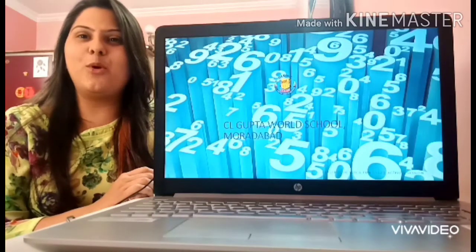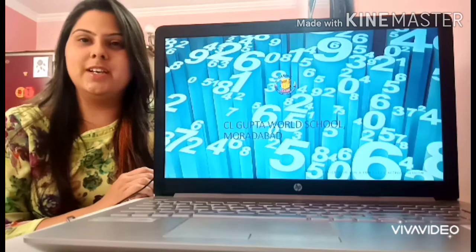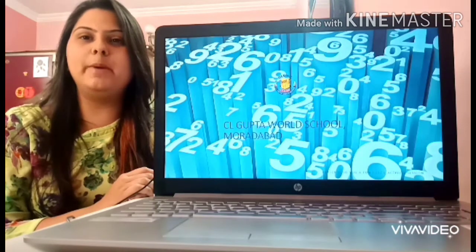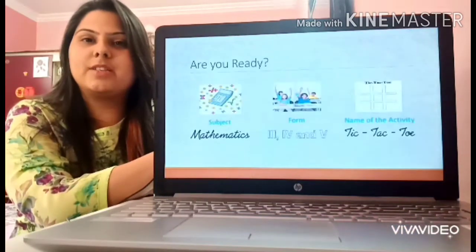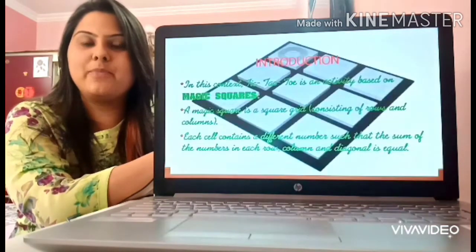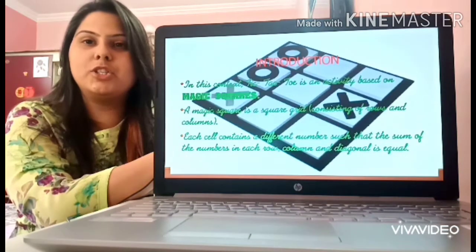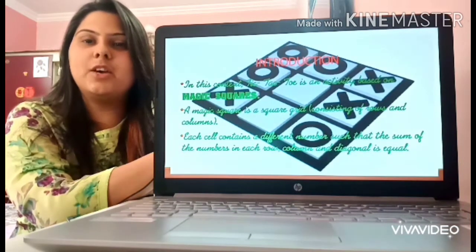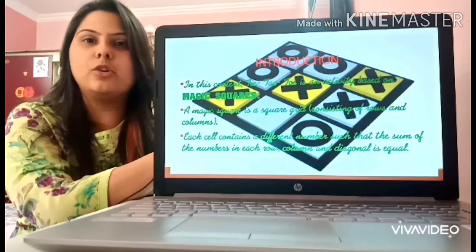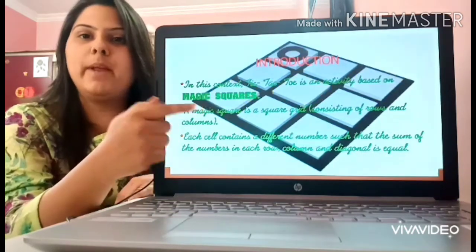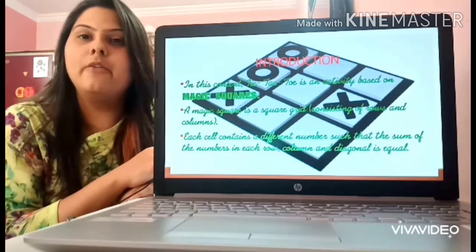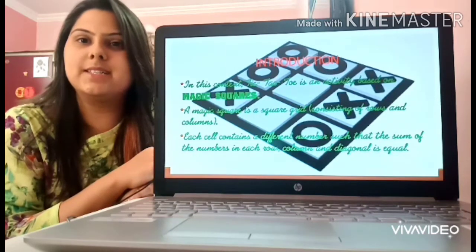Today I welcome you all for the activity session. The activity which we'll be doing today is tic-tac-toe. This activity of mathematics is based upon magic squares. As you all know, a magic square is a grid consisting of an equal number of rows and columns. As you can see in the background, you must have played this game tic-tac-toe, related to crosses and circles.